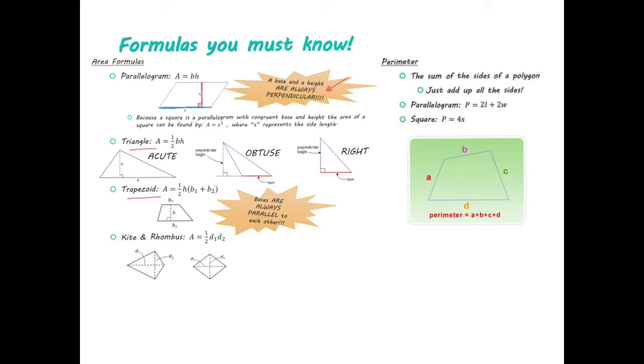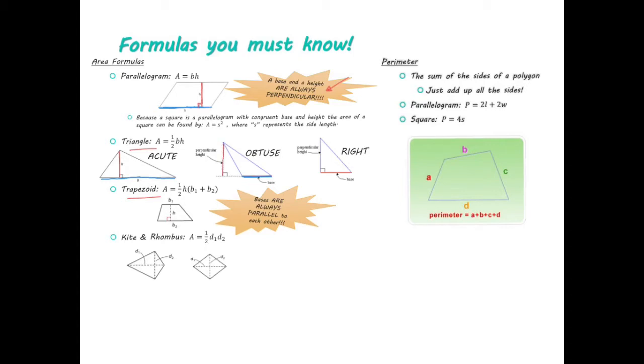Looking at these triangles, we see that the height may be inside the triangle, it may be on the triangle, or it may be outside the triangle, depending on what type it is. With the acute, we could draw a height inside the triangle, and it would form a 90-degree angle with our base. In an obtuse triangle, to make a 90-degree angle with that base, our height ends up being outside the triangle.